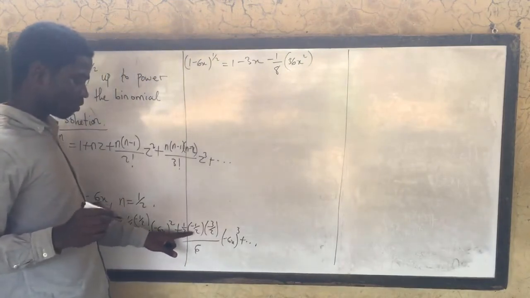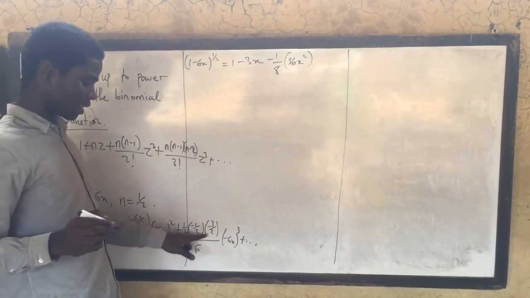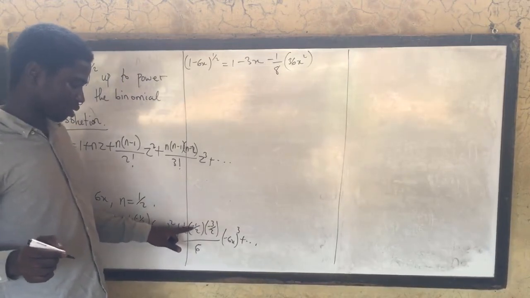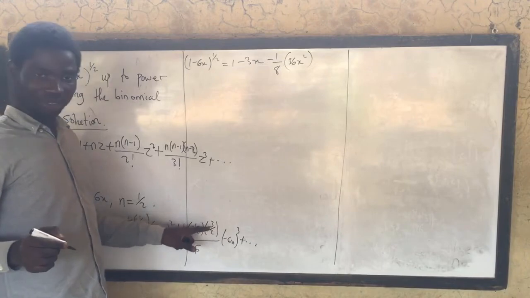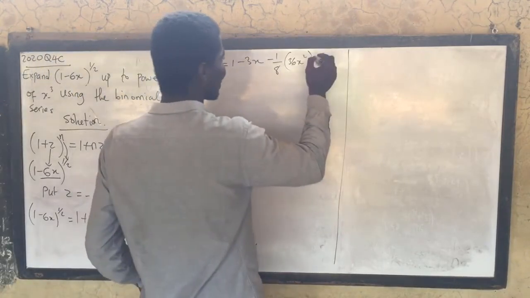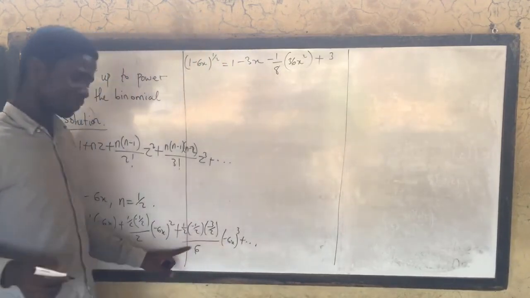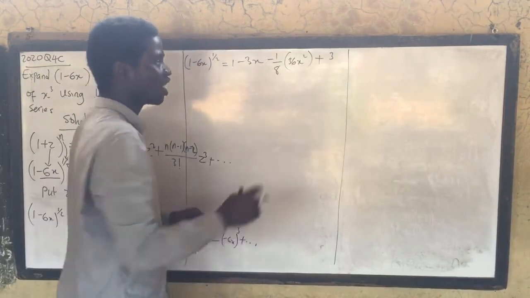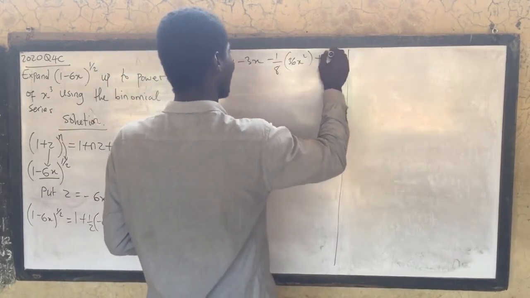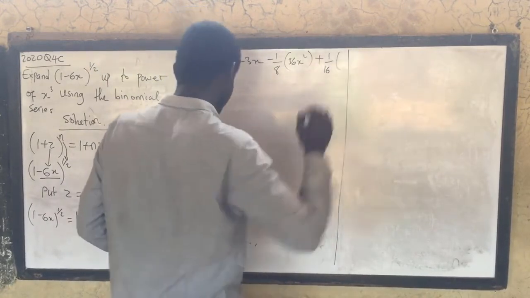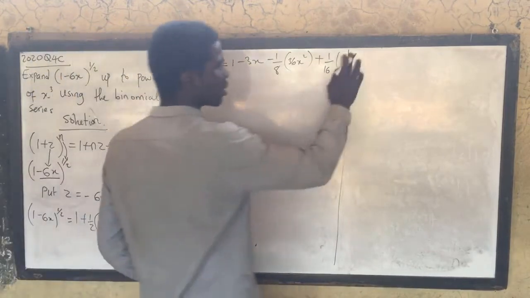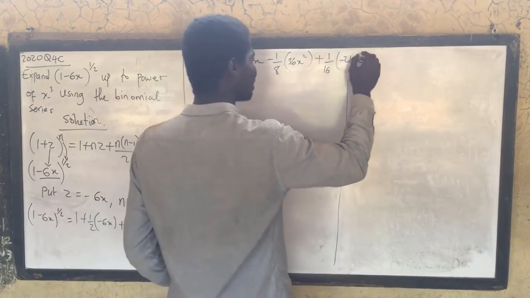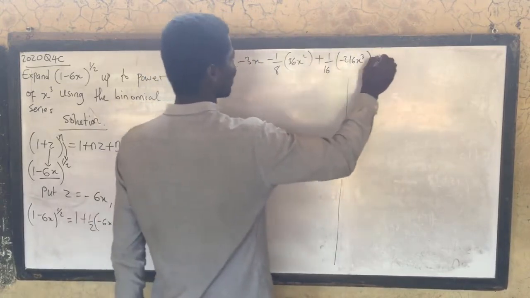Then this one will give me minus 3 over 8 here, because 1 times minus 1, minus 1, minus 3, minus times plus, that's minus 3 over 8. 3 over 8 divided by 6. If you press your calculator and do 3 over 8 divided by 6, you will get 1 over 16. Now, minus 6x raised to power 3 will give me minus 216x raised to power 3. So that's what you have, and it goes on like that.